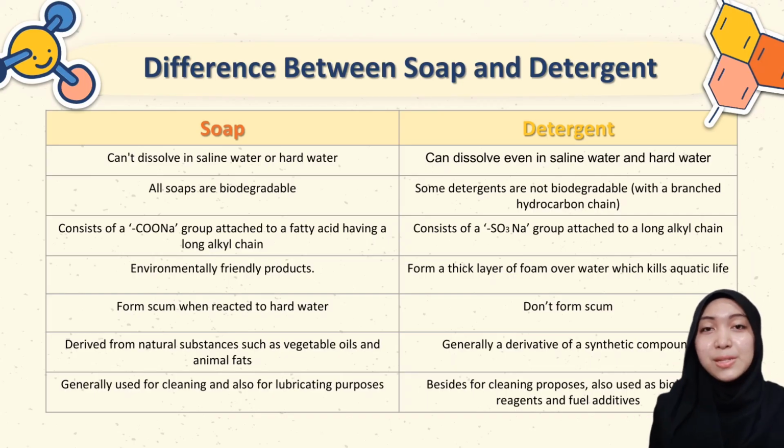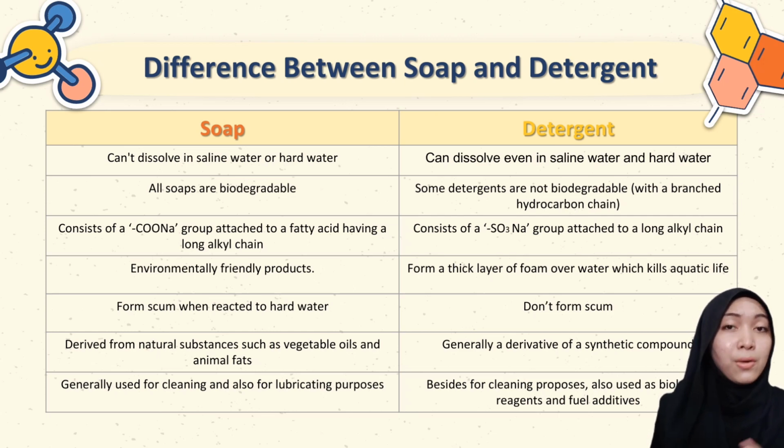Next is the difference between soaps and detergents. First of all, soaps cannot dissolve in saline water or hard water, while detergents can dissolve even in saline water or hard water. All soaps are biodegradable and environmentally friendly, while some detergents are not biodegradable because of the branched hydrocarbon chain, and they form a thick layer of foam over water, which can kill aquatic life. Next, soap will form scum when reacted with hard water, while detergent does not form any scum.